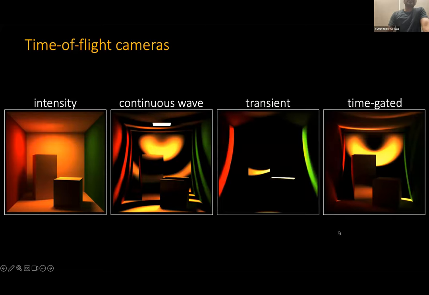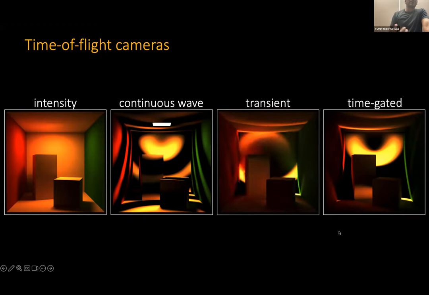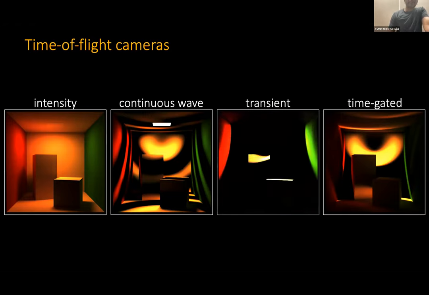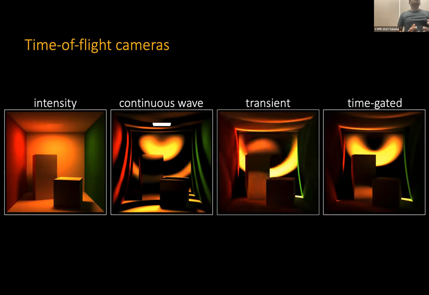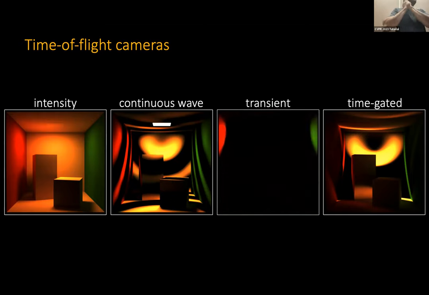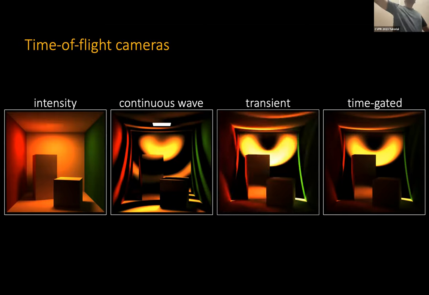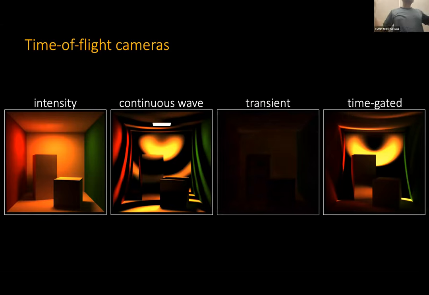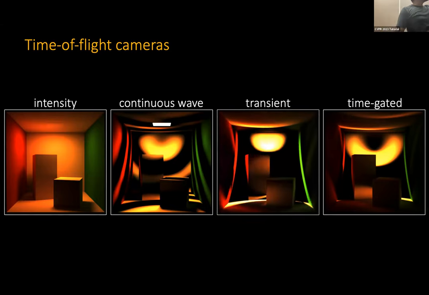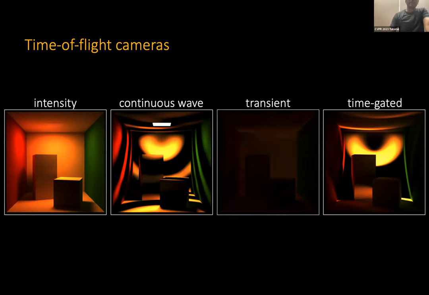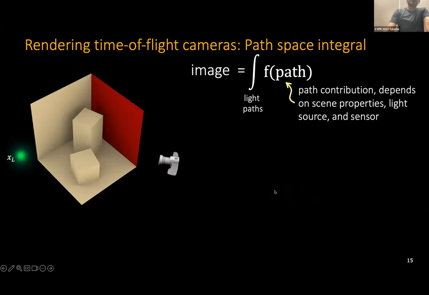And a transient camera just bins photons based on their time of travel. The Coke bottle video that I have shown is actually an example of a transient camera. A time-gated camera accepts photons whose total time of travel is within a narrow time range. So it's going to accept photons which took approximately a constant total time of travel, and it rejects all other photons. You can think of a time-gated camera at a high level, in a loose manner, as a slice of the transient camera. But in hardware, they are implemented very differently. Now the path space integral for intensity cameras that we have learned can be extended to time of flight cameras.